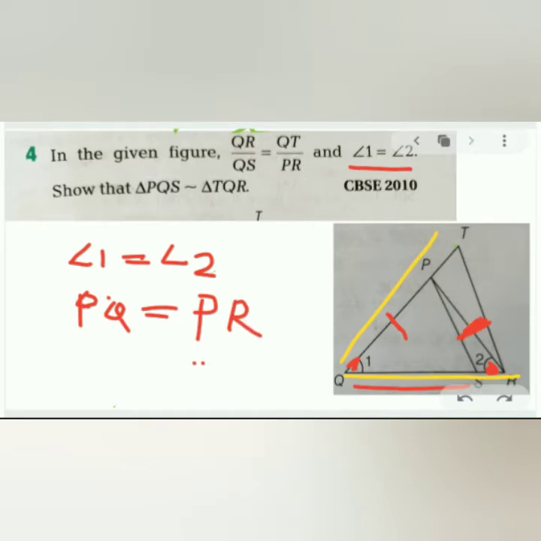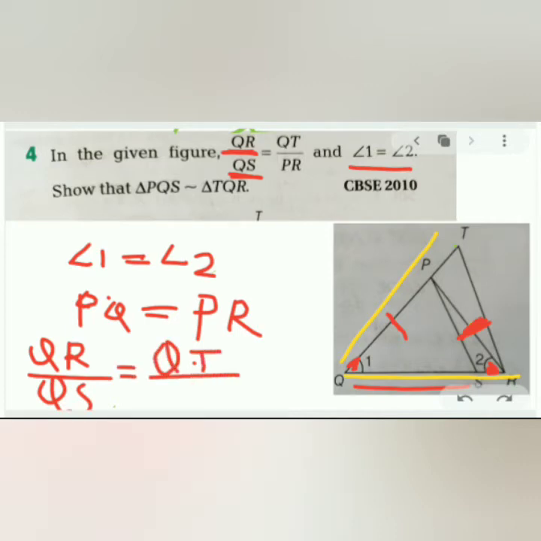So if we are using PQ equals PR, what do we have to do in the condition? What is given? QR by QS. So we will keep QR by QS as it is, and that is equal to QT by PR. If we give it the name number 1, then in the place of this PR we can write PQ. So if I rub this out and change PR to PQ, now the condition has changed. Let us see what we are getting.